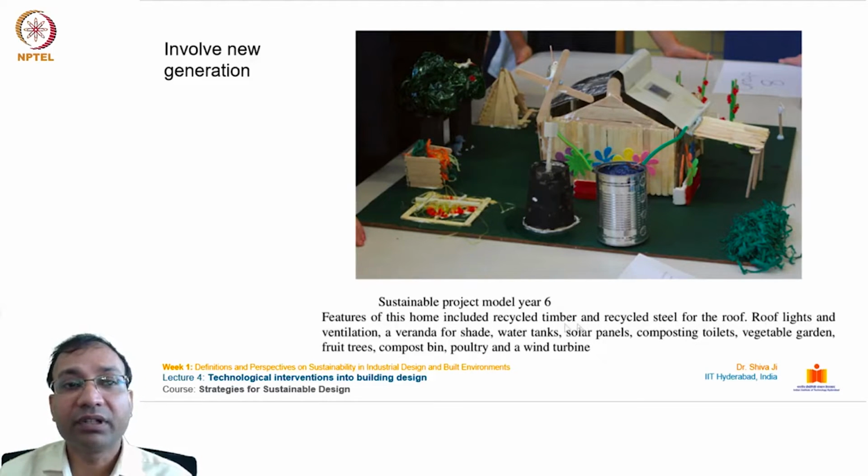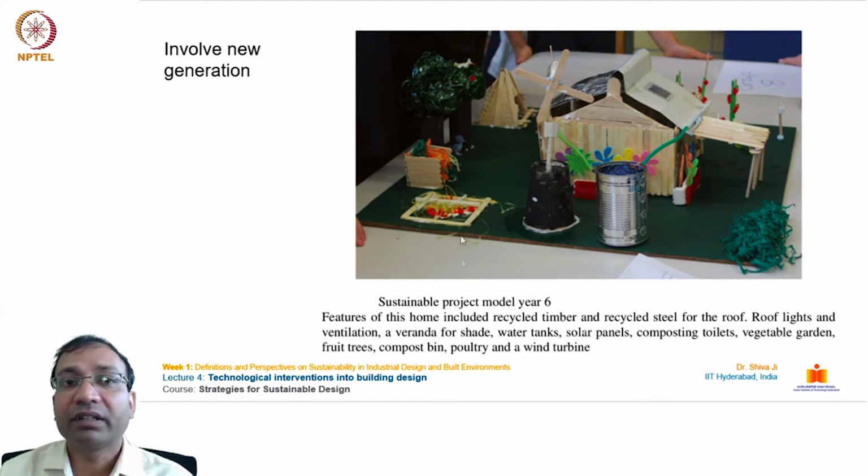They have used recycled pieces of wood, recycled steel, metal sheets, even windmills, a veranda for shading over here, water tanks you see over here, and solar panels on the roof, here and here. Then composting toilets, a vegetable garden or kitchen garden, fruit trees, composting bins, poultry, and a wind turbine.